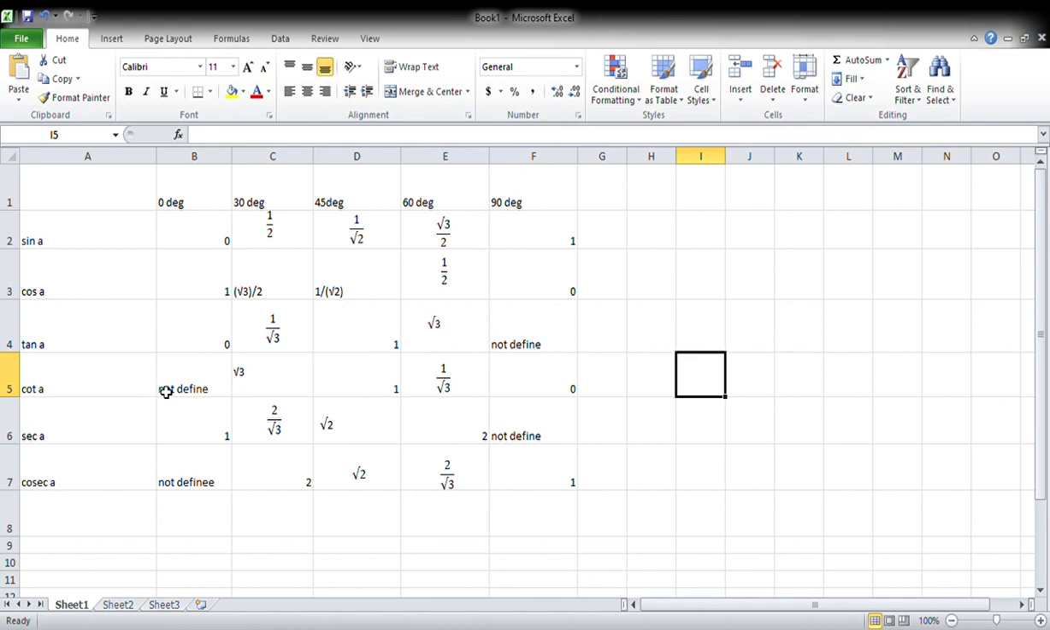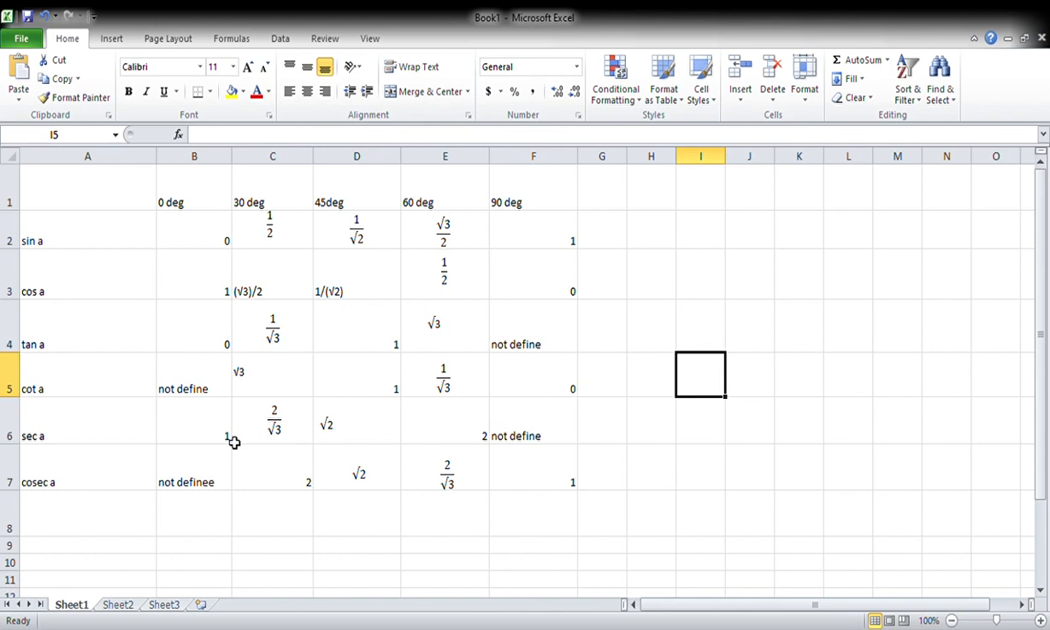Right? Cot. Cot is the opposite of tan. Tan 0 is 0, so cot is 1 by 0, not defined. 1 by root 3, make it opposite, root 3. 1 by 1 is 1. Root 3 becomes 1 by root 3, okay, and the not defined one becomes 0, right? That is cot.